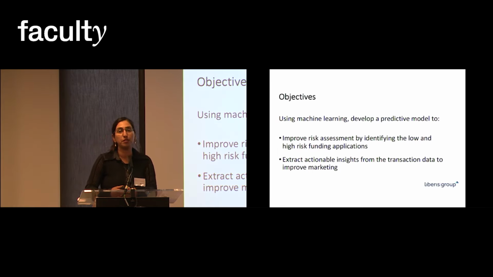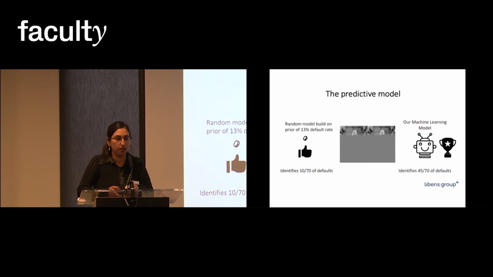So the objective for this project was to be able to use machine learning and develop a predictive model. And the first goal for this model is to be able to improve risk assessment by identifying low risk and high risk funding applications. Secondly, to use the insight from this model and improve marketing based on the transaction data.